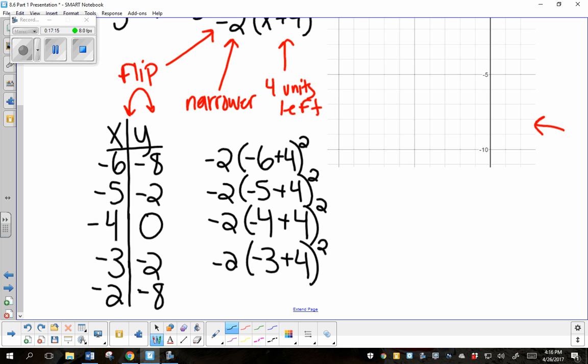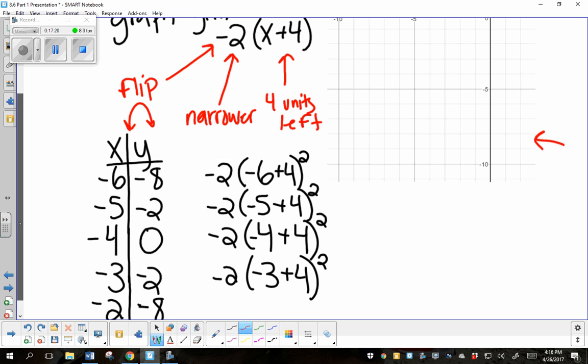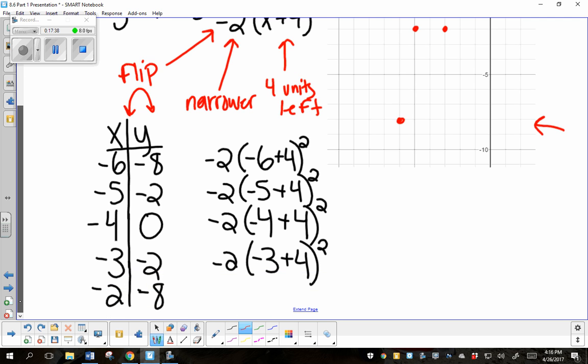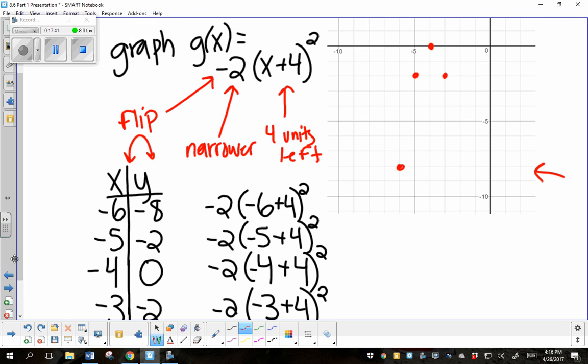So let's start plotting those on our graph. My first point is negative 6, negative 8. So I go over to negative 6 and then down 8. Negative 5, negative 2. So negative 5, negative 2. Negative 4, 0. Negative 3, negative 2. And then negative 2, negative 8. So we can see that's kind of skinnier. It did get shifted over to the left. And it's opening down. So everything we kind of expected there.